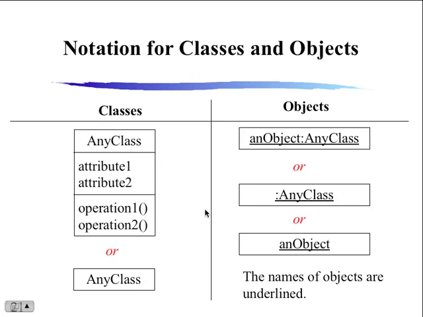Notations for classes and objects. On the left-hand side we have the class. On the right-hand side we have the object. You could take it a bit further. You don't have to. In terms of the names of the objects that are underlined, we have some examples here.